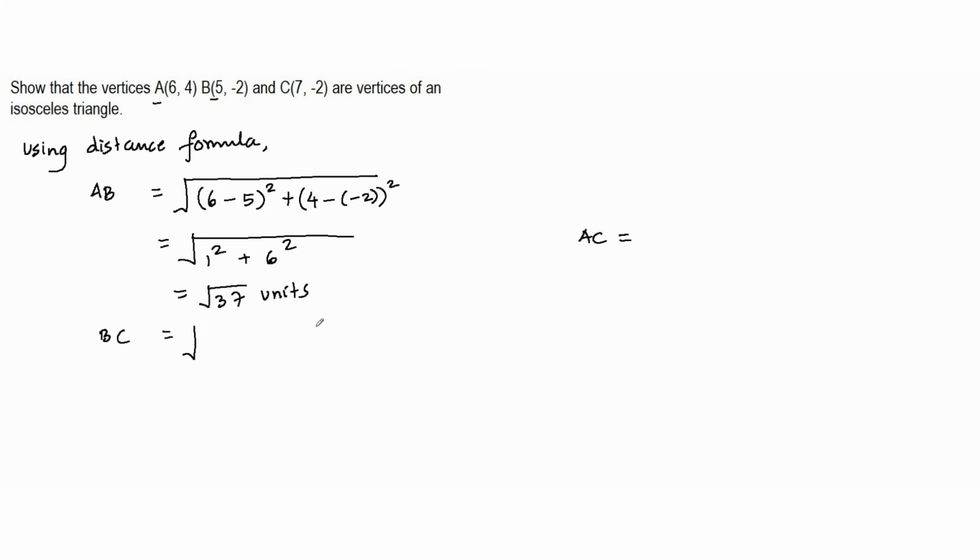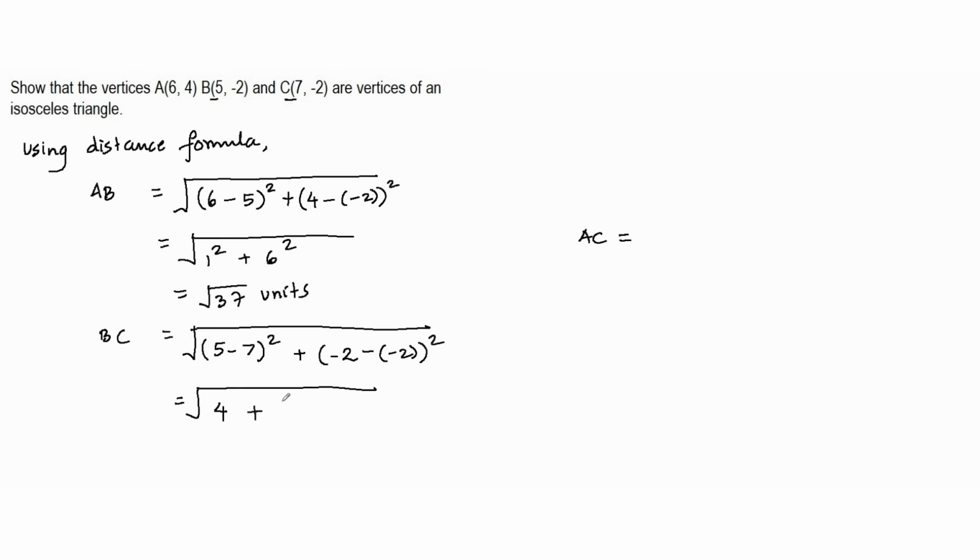And now let's find the length of BC. If you take B and C, the length between the points B and C would be the square root of (5 minus 7) the whole square plus (negative 2 minus negative 2) the whole square. So this becomes the square root of 5 minus 7 is negative 2, its square is 4, plus this is 0, and 4 plus 0 is 4, that means this is going to be 2 units.